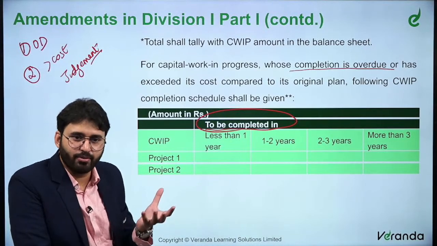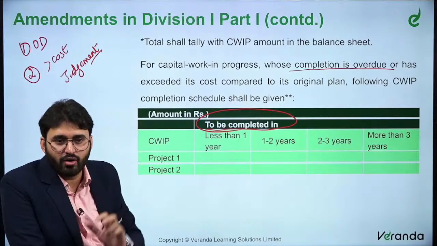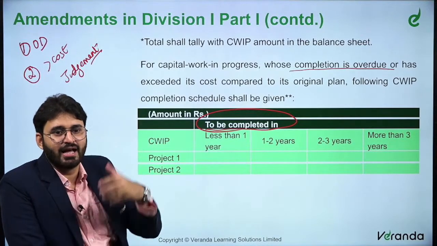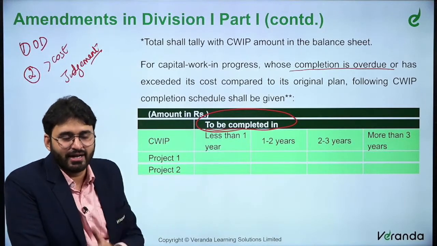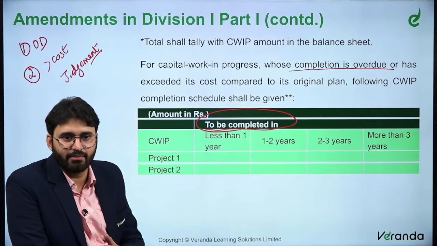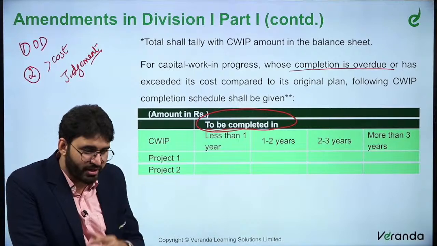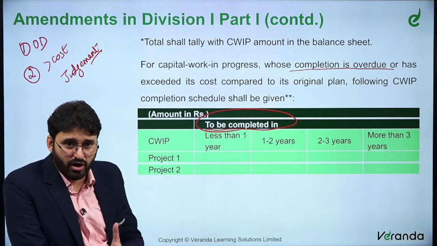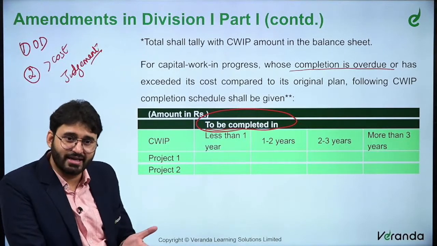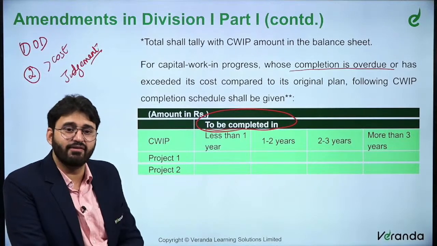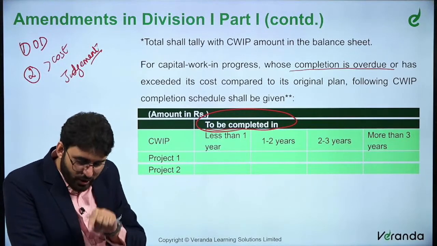So what is the starting point of this? What is the number recorded in the financial statements as capital work in progress and intangible assets under development? You will have to break it project wise. You will have to compare for each project what is the timeline, what is the cost, compare with the actual cost and the timeline, and then accordingly if it is fitting these parameters, you will have to give the schedule.